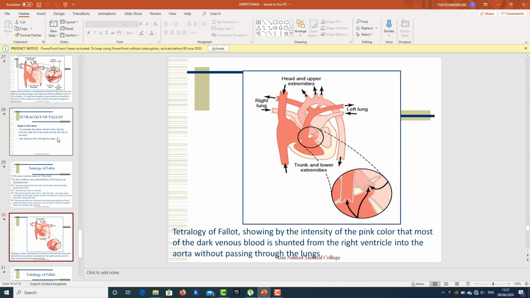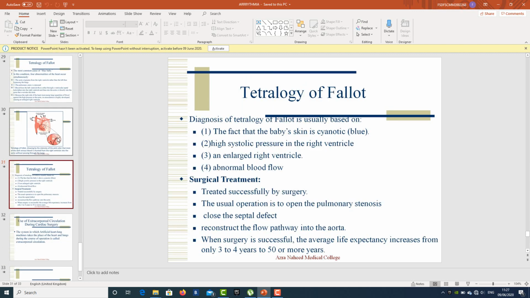See that the blood is shunted from right ventricle into the aorta without passing through the lungs. So the diagnosis is usually based on the fact that the baby's skin is blue. That is, the baby is having cyanosis, having high systolic pressure in the right ventricle, an enlarged right ventricle, and abnormal blood flow. Surgical treatment, that is treated successfully by surgery.